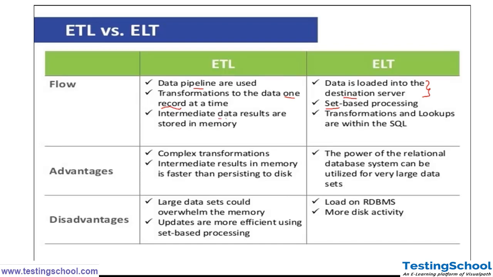Intermediate data results are stored in the memory of the system. Now this is all stored in the database because you're already loading the content onto your data warehouse. What are the advantages? Complex transformations are possible and intermediate results in the memory makes it faster. However, for ELT, everything is stored at the SQL. So depending on your benefits and the database and the functions and the space and the RAM space which is available at the database, it can do a very large data set processing without issues. Disadvantages: larger data sets could overwhelm the memory.